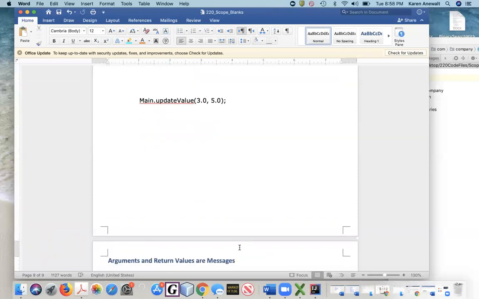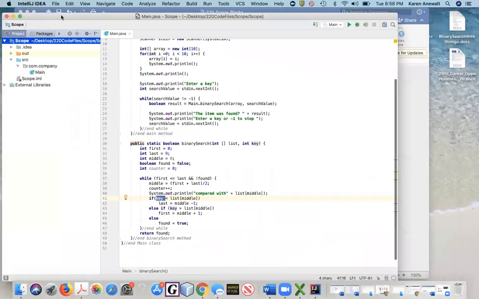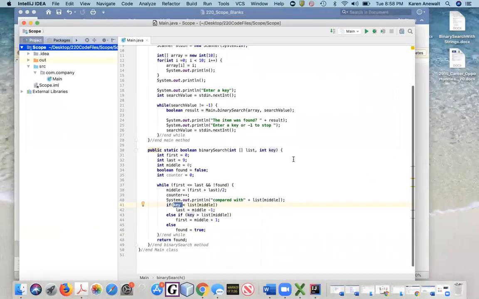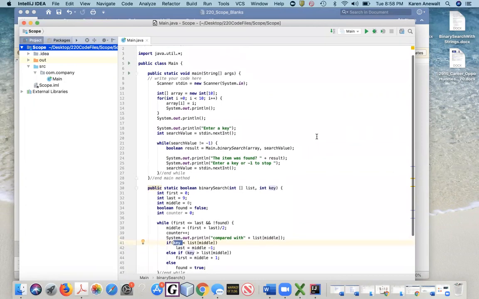So at this point, we've reviewed the idea of arguments and values. We practiced looking at the parameters in our program. Let's look at the arguments as well. So if we look at our arguments, those are the parts that are in the method call. This line right here, line 22 in our main program, that's where the binary search method's called. In this particular example, my arguments are called array and search value. Those are both variables that are defined in the main program.